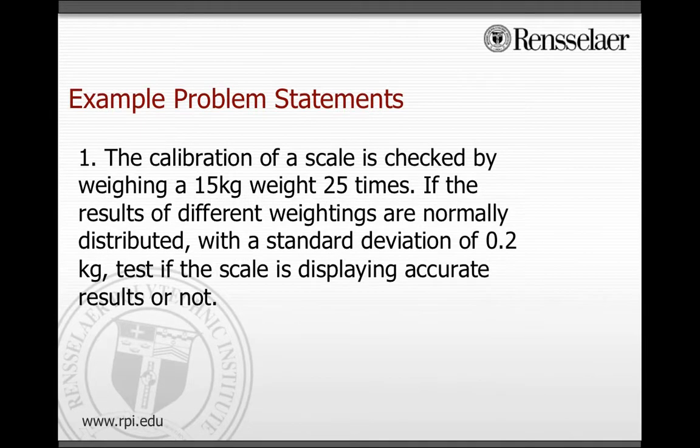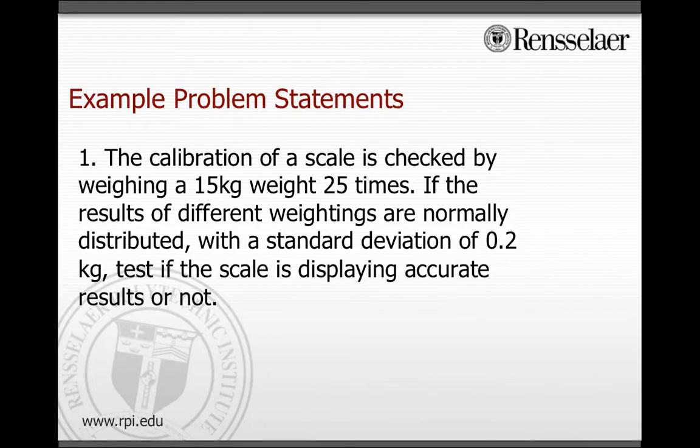So let's look at some example problem statements to see if they would be a Z or a T test. So first, the calibration of a scale is checked by weighing a 15 kilogram weight 25 times. If the results of different weighings are normally distributed with a standard deviation of 0.2 kilograms, test if the scale is displaying accurate results or not. So for this example, we know they're normally distributed, and we know the standard deviation. So we're going to use a z-score for the critical value.